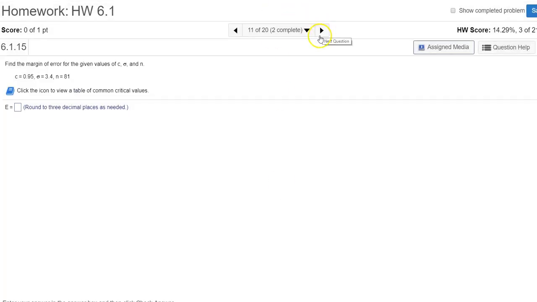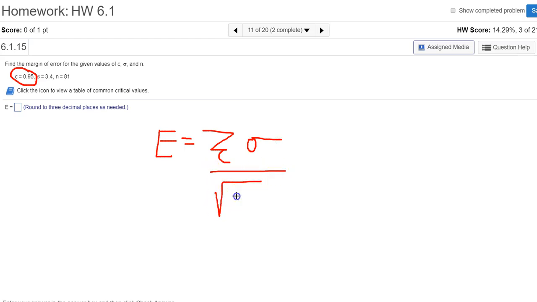Moving on to the next problem, problem number 11. For this one, we simply have to find the confidence interval for 95. Remember how we find it? Go back to the previous problem and you're going to use the formula: error is equal to ZC times standard deviation over square root of n. So you're going to plug in.